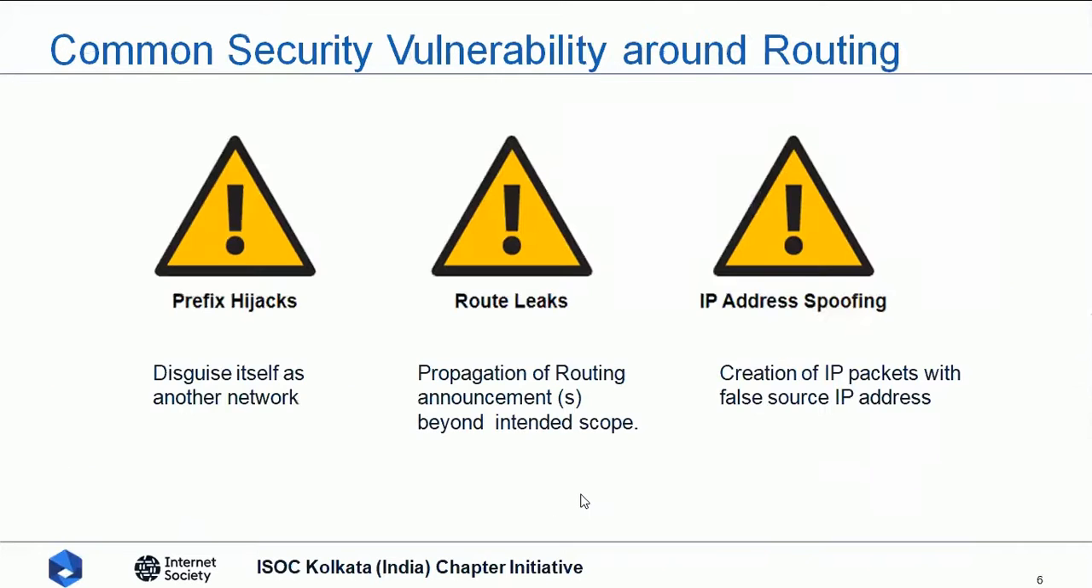If we analyze all those kinds of threats that are coming up, there are primarily three areas that we will cover today, which happen very commonly. One is the prefix hijack, and then there are route leaks and IP address spoofing. A prefix hijack disguises itself as another network, and route leaks are propagations of routing announcements beyond their intended scope, so routing takes a longer or a different path. IP address spoofing is the creation of IP packets with a false source IP address. We'll briefly touch upon each of these in the next few slides to understand what exactly they are.